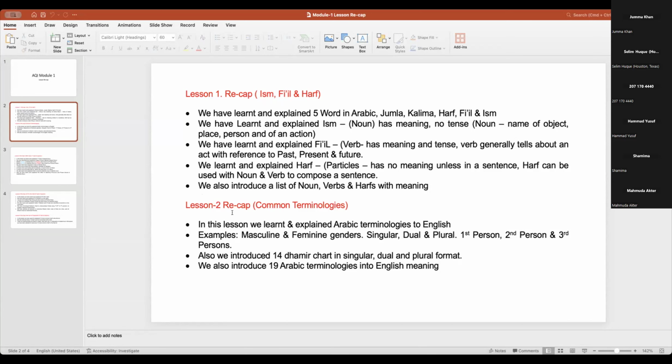Lesson 2, we talked about common terminology. In this session, we learned and explained Arabic terminologies in English, for example, masculine, feminine, gender, singular, dual, plural, first person, second person, third person, etc. Also, we introduced the 14 Damir chart in singular, dual, and plural format. And finally, we also introduced 19 Arabic terminologies with English meanings. And we've asked everyone to memorize as much as they can.